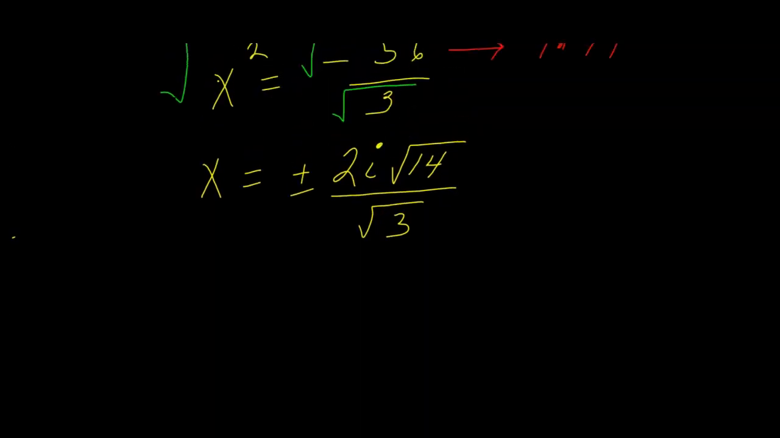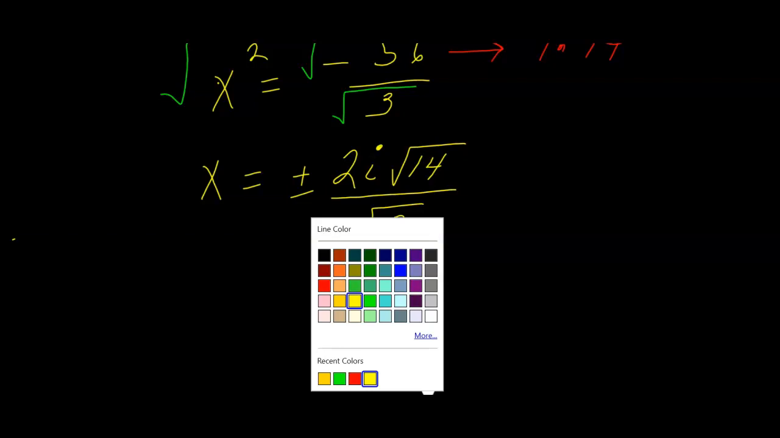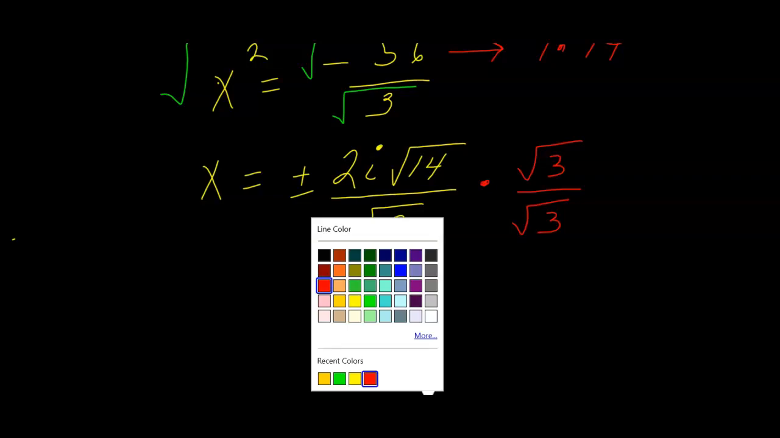So you're almost done. This is bad form because we have a square root in our denominator. So what you want to do is multiply top and bottom by whatever that square root is. So we're going to use the square root of 3. When you're multiplying, you're only going to multiply the radicals together here, the 14 and the 3. The 2i is going to stay.